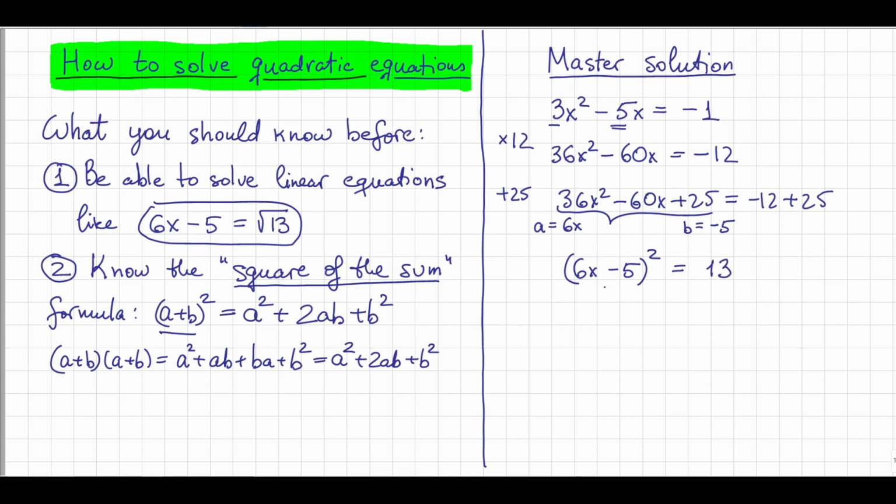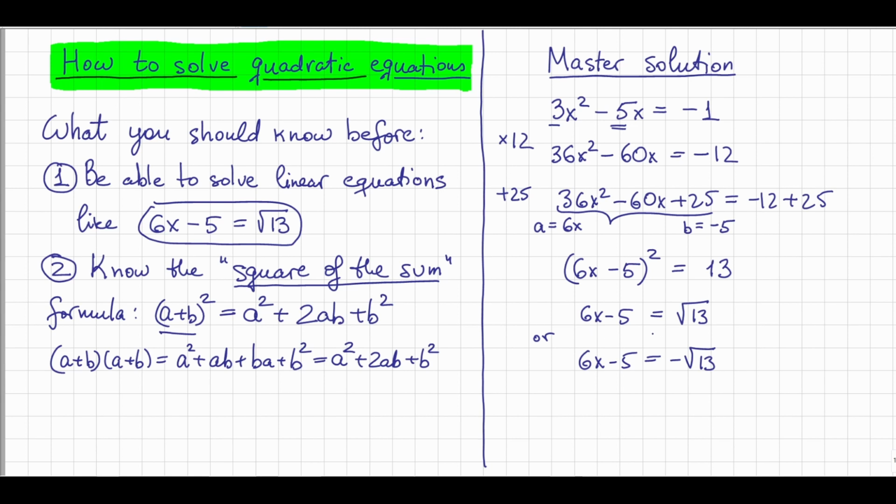Now, if we have a square of some number equal to 13, this means that either this number, 6x minus 5, is equal to square root of 13, or 6x minus 5 is equal to minus square root of 13. We were lucky that in this case we had a positive number 13. If we had a negative number, we would have no solutions at all. And if we had a 0, then we would have a unique solution, where whatever is in the bracket should be equal to 0. Here we have a positive number 13, so we have two cases to consider.